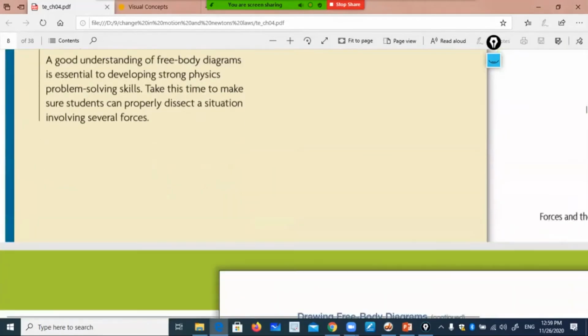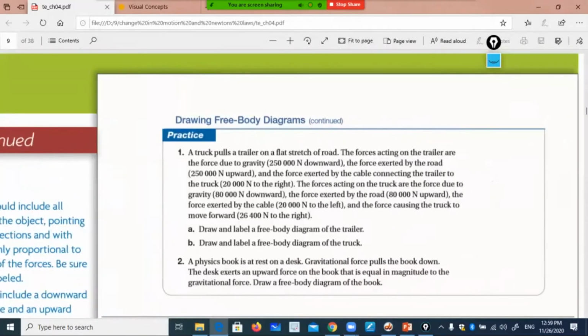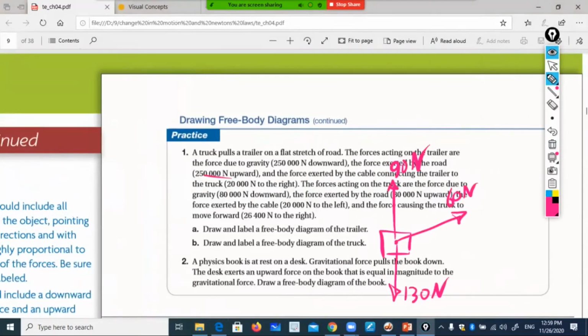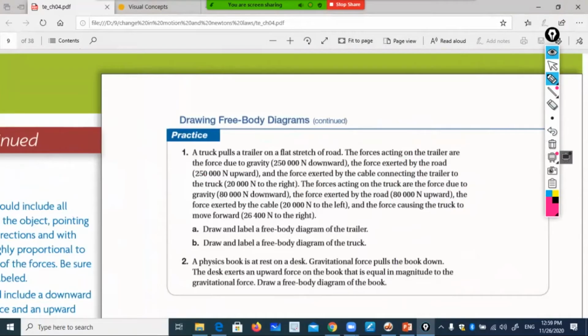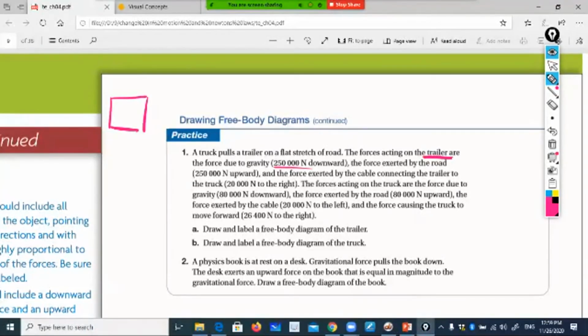Now this problem is also very easy. Guys, we are just drawing. We are explaining how we can draw. Very easy. Now we have a truck and a trailer on a flat stretch of road. The forces acting on the trailer: now we have the trailer, the force due to gravity. Now the trailer like that, and this is the box of the trailer, and the gravity will pull it down by 250,000 newton. Downward, it will be like that.